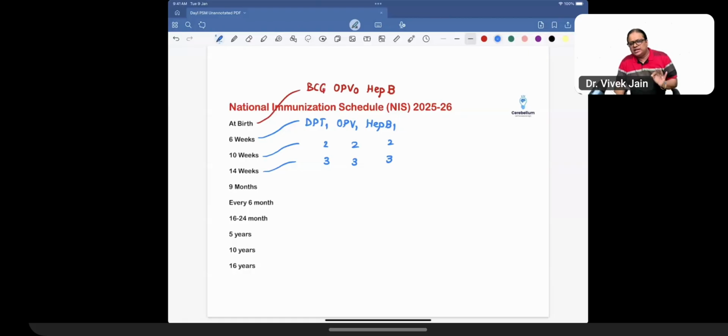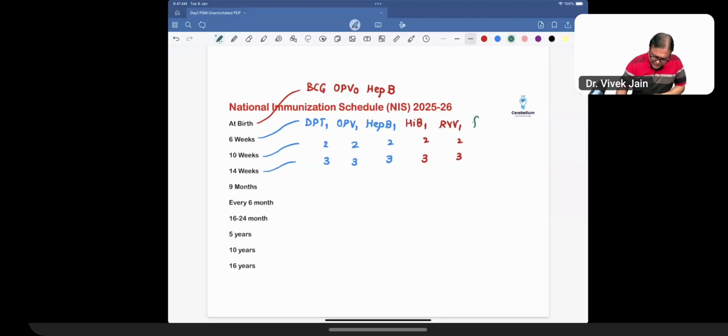What else is given at 6, 10, and 14 weeks? Vitamin K is given at birth, but it's not a part of immunization. Which else? What else is given at 6, 10, 14? Very right. We give Haemophilus influenza B 1, 2, 3. We give rotaviral vaccine 1, 2, 3. Anything else which is given during these times?